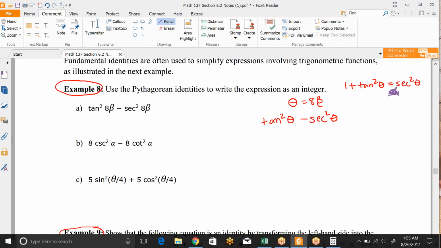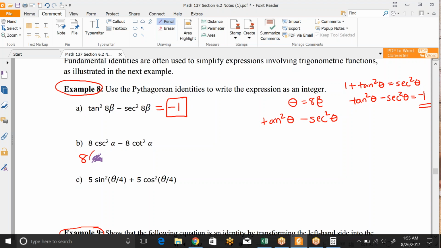So it looks like we want to move the 1 over and then the secant squared over. So if we leave tan squared where it is, but we move the other two pieces, we get that tan squared theta minus secant squared theta is -1. So this actually equals -1. The 8 beta part inside does nothing. It's actually our theta. That is very different than what's going on in B.